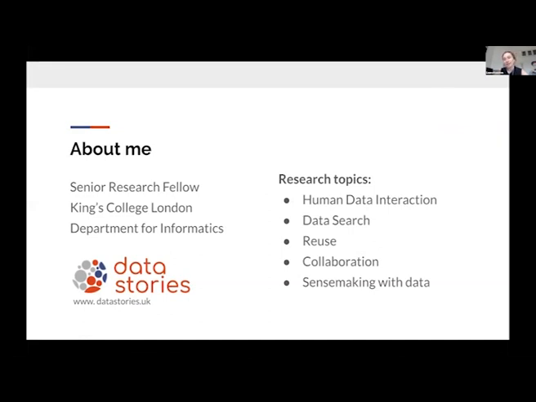So really, I don't have much experience with environmental data, but I did study how people work with data in many different contexts and different domains. And in my research, I'm really looking at how people interact with technology and specifically with data.